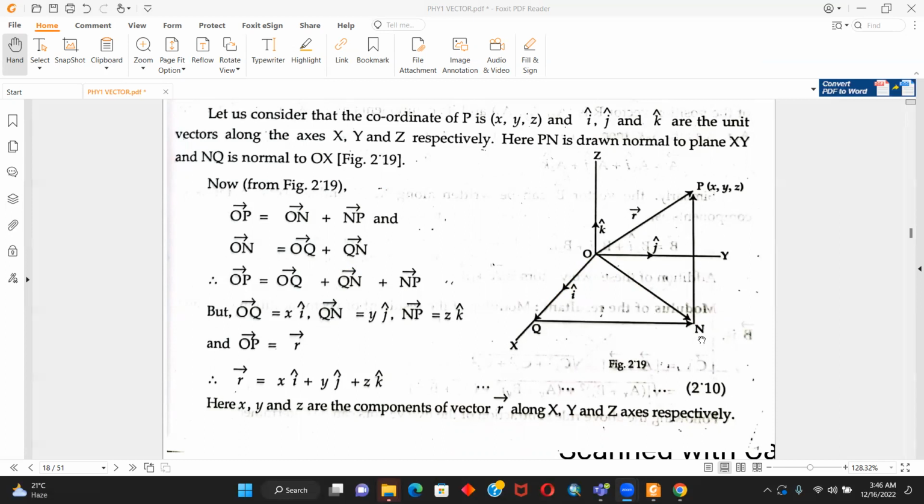And obviously you understand that the coordinates can be seen from here: the x distance from the O point, the y distance from the O point, and the z distance from the O point. Now you might ask, Bhaiya, if QN is equal to y, then it is wrong, because it should be something like this, should be y, right? This is what you are thinking, isn't it?